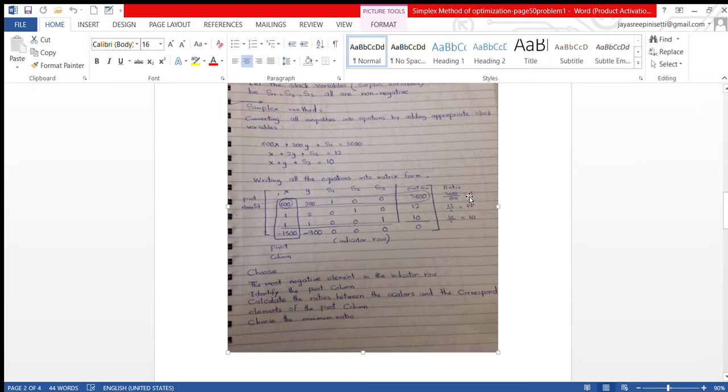What is the least value? The first one, right? So because of that, calculate the ratios between the scalar and the corresponding elements of the pivot column and choose the minimum ratio, so that the corresponding row will become the pivot row. The common element in the pivot column and the pivot row is known as the pivot element.